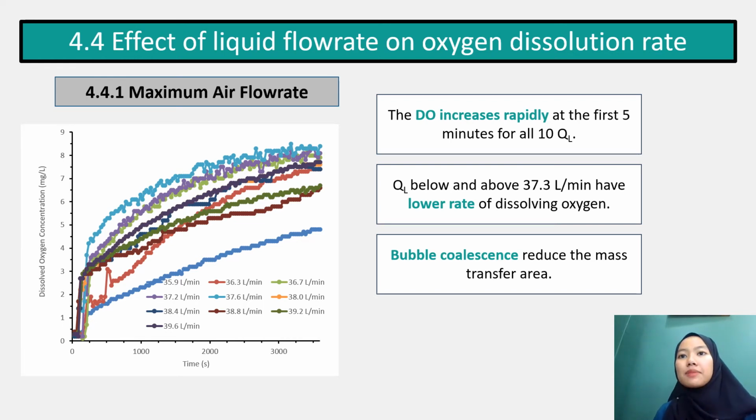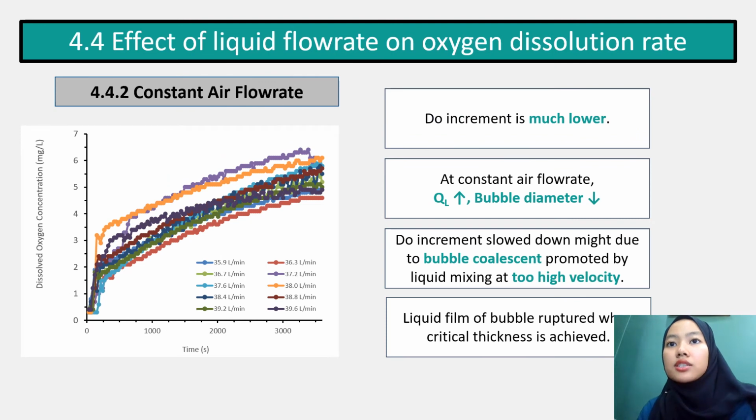Also, as can be seen, the liquid velocity below and above 37.37 liter per minute shows a lower rate of dissolving oxygen, and this might be due to the coalescence of the bubbles, which reduces the mass transfer area. Thus the DO slowed down at the other liquid velocities. Okay, so now moving on to the constant air flow rate.